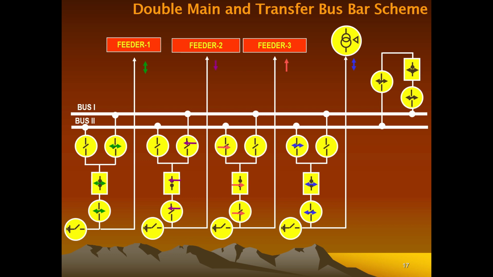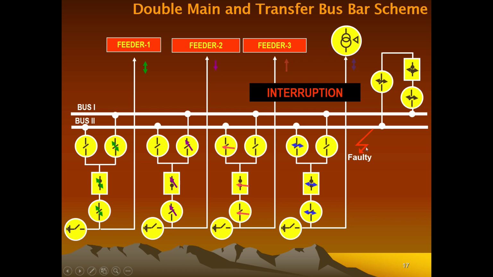Now, when everything is okay, what happens? Some of the feeders will be charged through bus 1, some of the feeders will be charged through bus 2, and the bus coupler will be in service. So now this feeder is charged through bus 1 because this isolator is closed. This is charged through bus 1, this is also charged through bus 1, this is charged through bus 2, this is charged through bus 2, and the bus coupler is in closed condition.